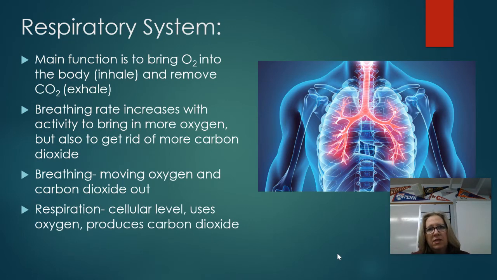Respiration, for this chapter, we're going to refer to respiration as what's happening on the cellular level. So cellular respiration is that exchange of oxygen and carbon dioxide there, okay? The cellular respiration in the cells uses oxygen and it produces carbon dioxide as a waste product.